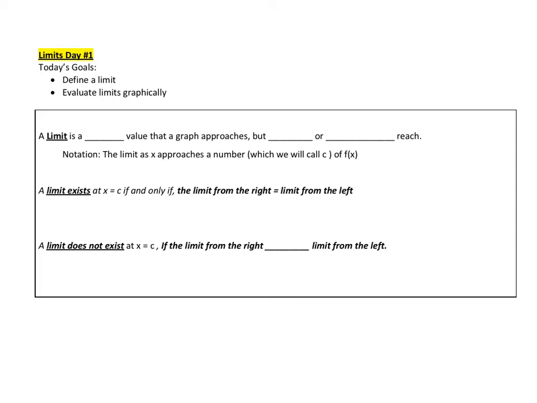By definition, a limit is a y value that a graph approaches, keyword there, but may or may not reach. So again, a limit is a y value that a graph approaches but may or may not reach.